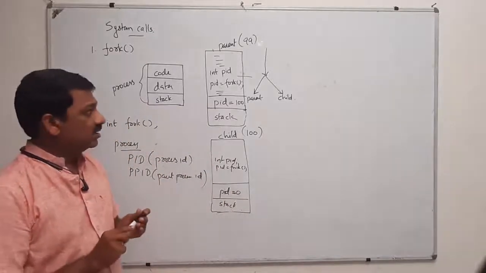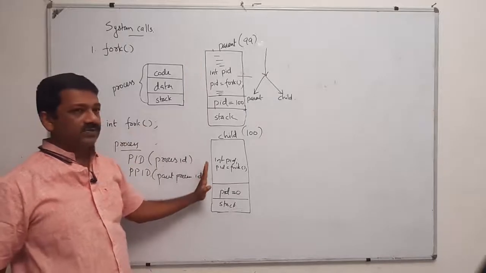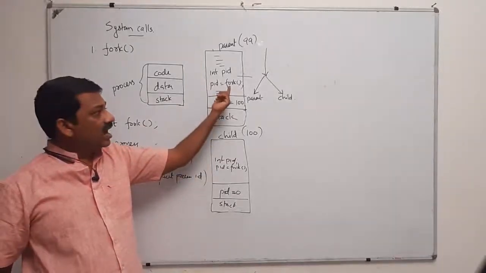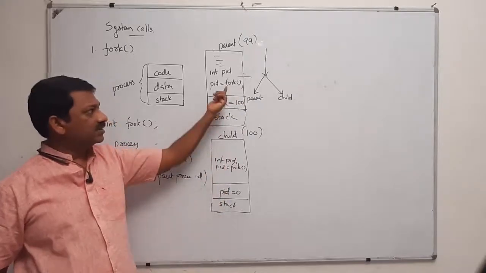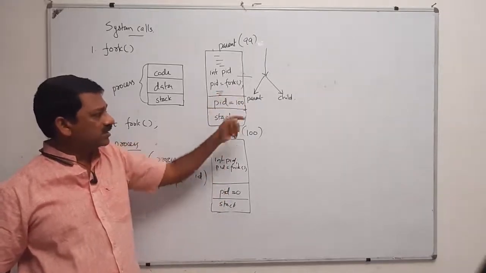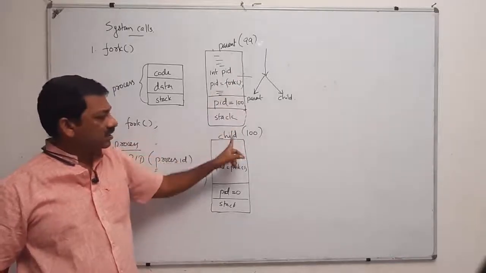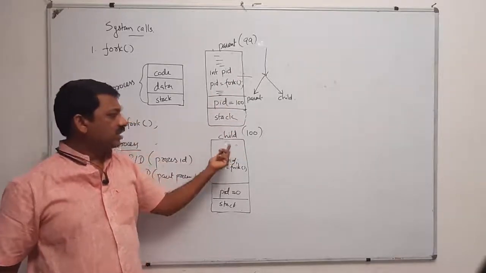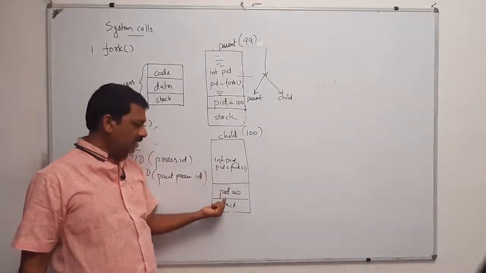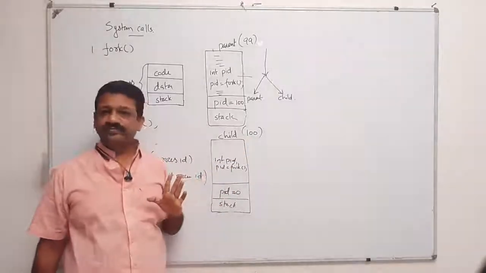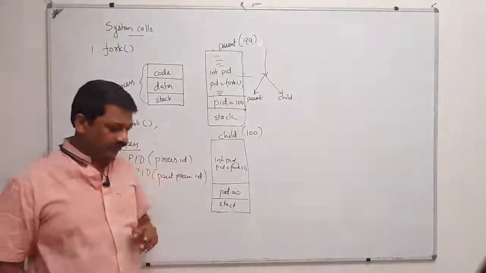That means the only difference between the parent process and the child process is the process ID returned by fork. That means if fork returns in parent, it returns the process ID of the child it has created, whereas in the child that will be 0. Okay, so that's all about fork.